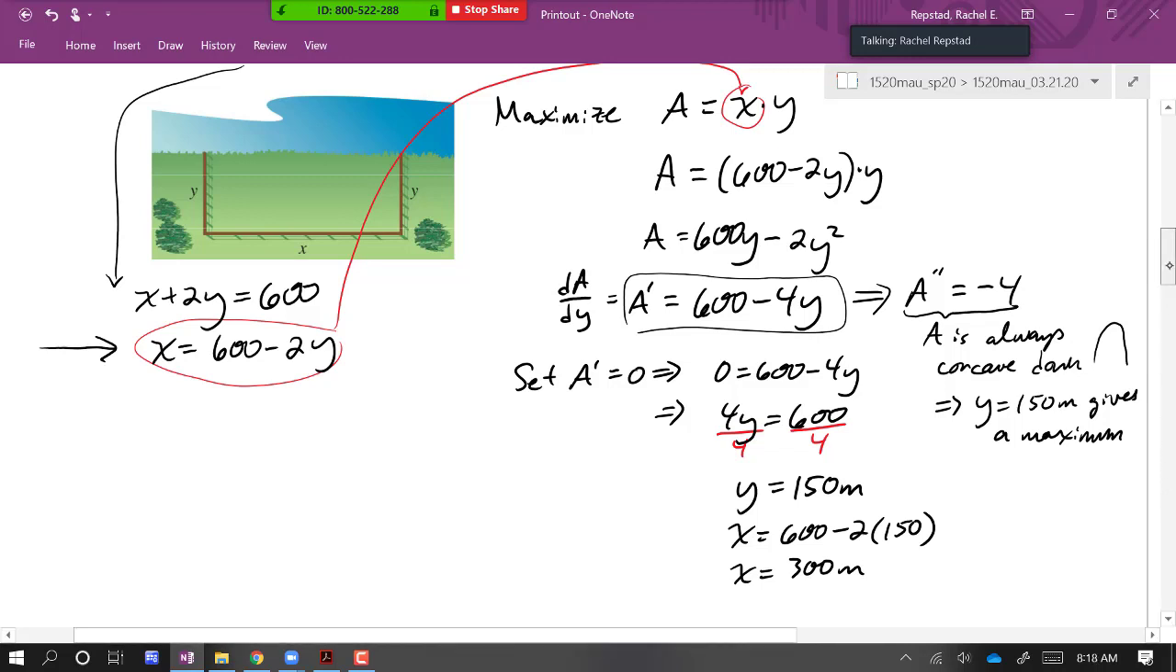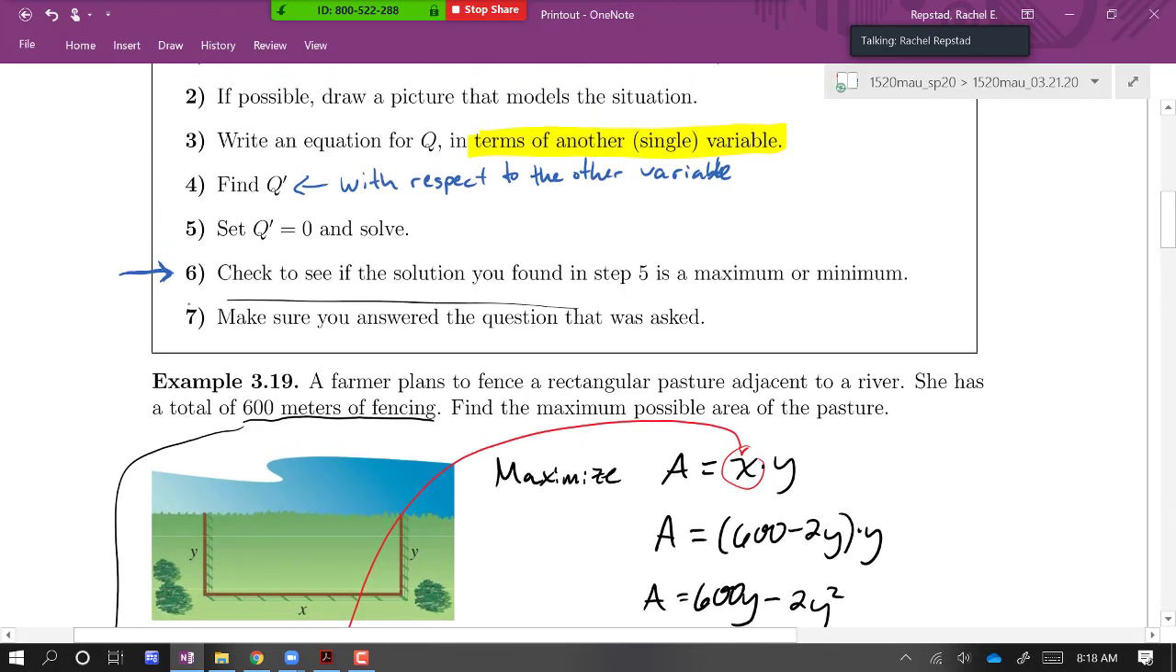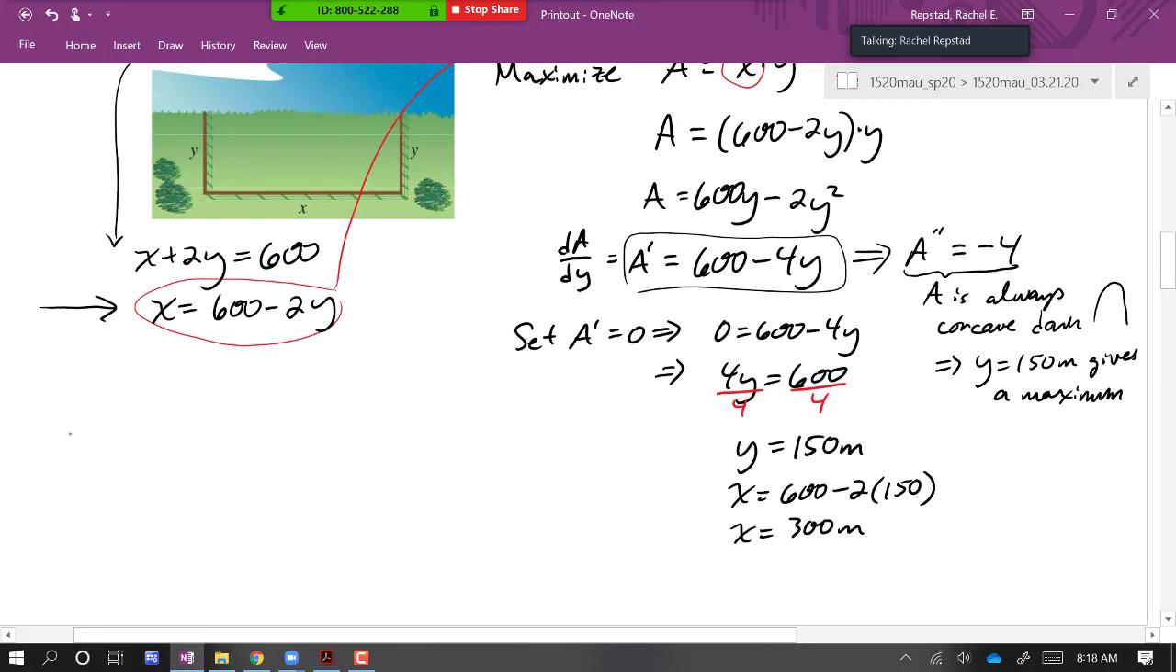And now the last step, which I kind of glossed over when I was looking at the procedure, but kind of important, I guess, right? Make sure you answer the question that was asked. They didn't say what are the dimensions that maximize the area. They said find the maximum area. So I'm not done yet. I mean, that's one step that's pretty simple, but we just want to make sure we go ahead and do it. Length times width is 150 meters times 300 meters. And that gives us 45,000 square meters.